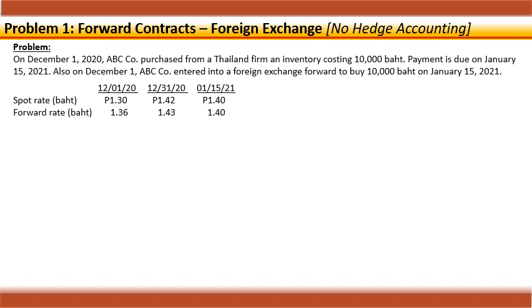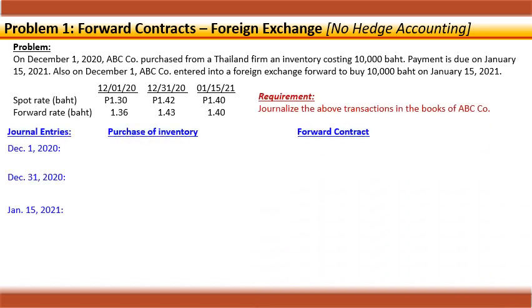So, ang underlying mo dito is your purchase of inventory. It's your hedge item. Okay, ito yung hine-hedge mo, yung binili mong item. Your hedging instrument is the forward contract. Okay, ang notional amount mo dito is the 10,000 baht. The notional amount is your underlying.